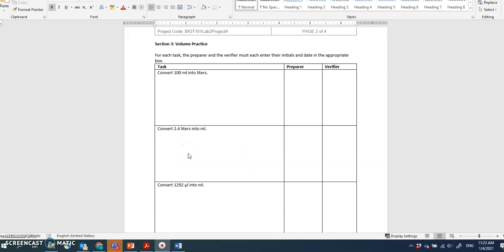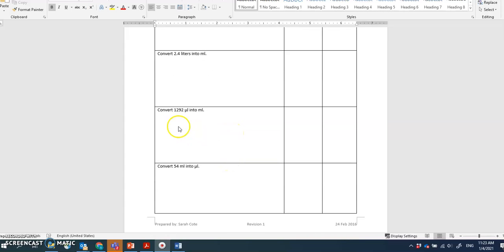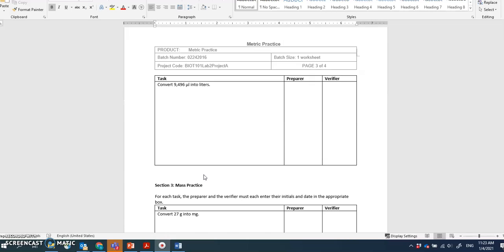And if we go the other way around, 2.4 liter, so liter is thousandfold of milliliter, so 2.4 times 1000, which will be 2400 milliliter, right? Same way between micro and milliliter, so 1 milliliter equals 1000 microliter, so you can convert that. So 1292 microliter will be same as 1.292 milliliter. 54 milliliter, you have to multiply by 1000 if you want to convert that to microliter. So these are our practices.